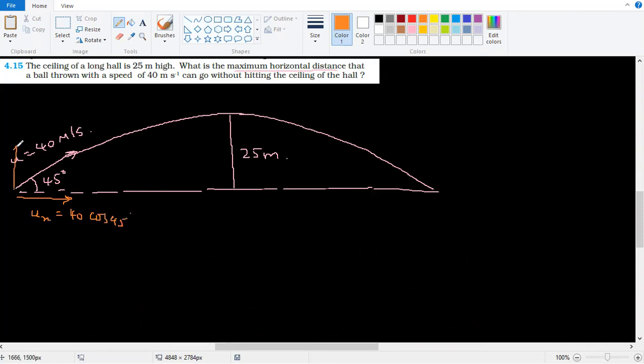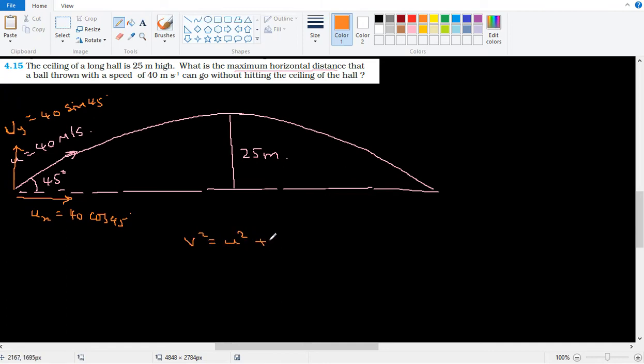Similarly, uy is equal to, I don't have space here, maybe I can write it over here, uy is equal to 40 sine 45. So I know the height max, right? So I know the gravity in the y direction, which means I can find the time taken. Once I find the time taken, I can substitute it over here. Okay, I'll give you a couple of minutes. Can you try it yourself? Try it quickly. We have done this in the theory itself once.